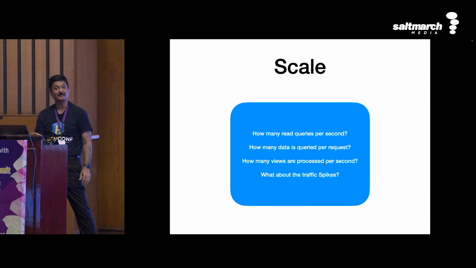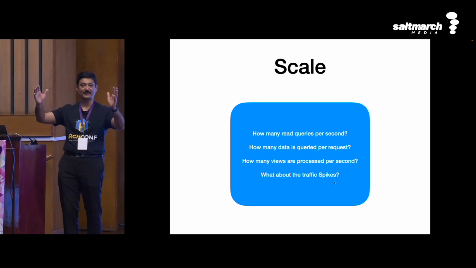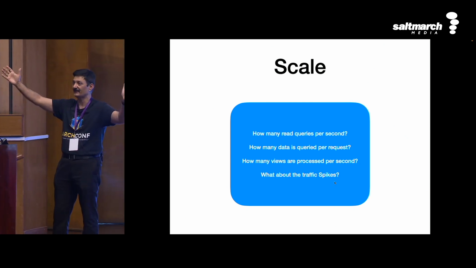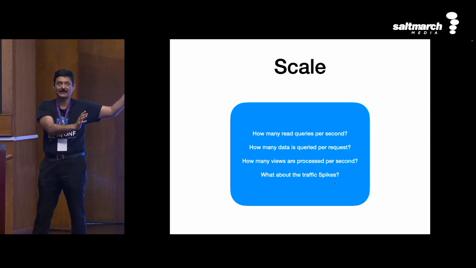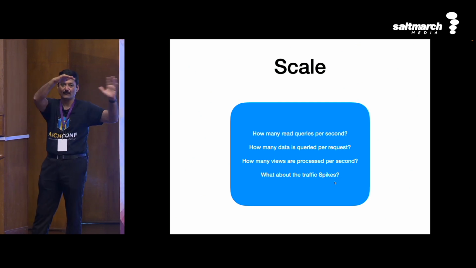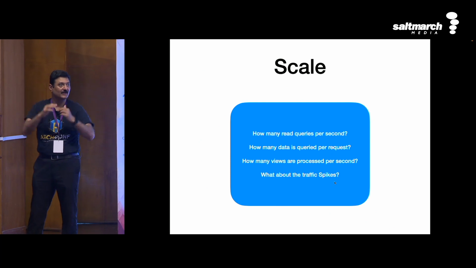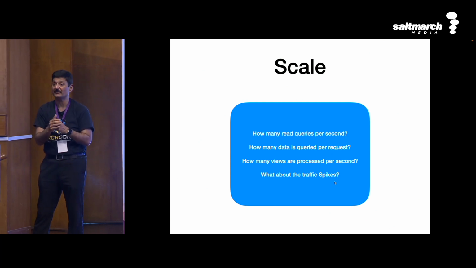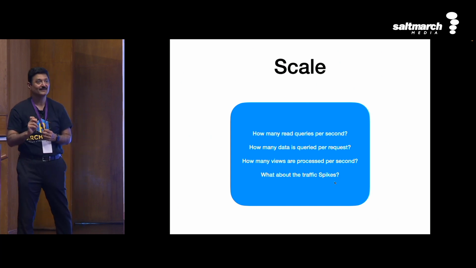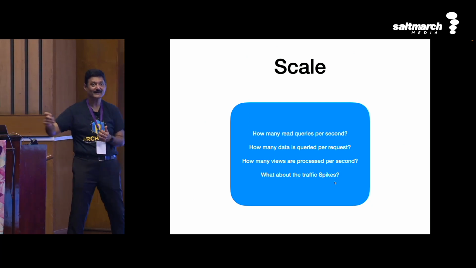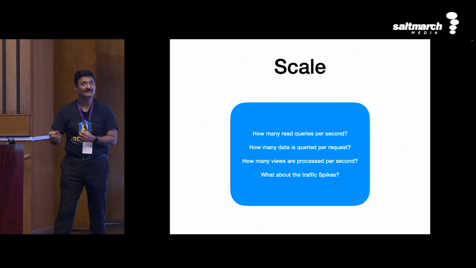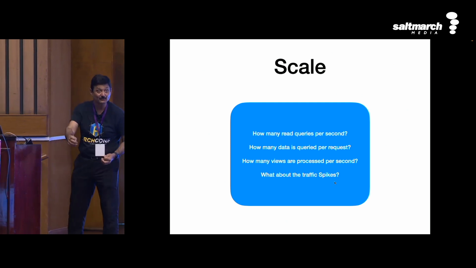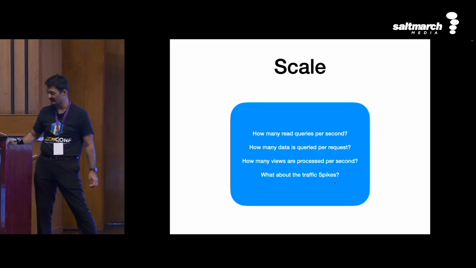How many views are being made per second, and what does the traffic spike look like? What I normally say to people is that you find out what your average load looks like. Let's say the average load for that particular time is 25,000 requests per second. What do you need to design for? You need to design for 5x or 10x, so 125,000 to 250,000 requests per second. That is what you need to design for. That's another thing which is important.